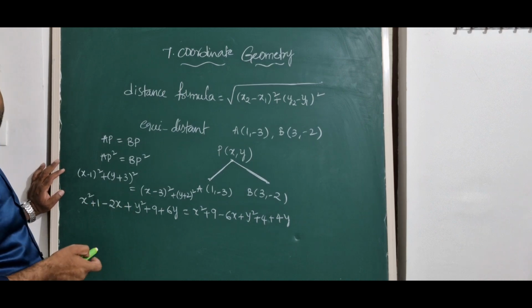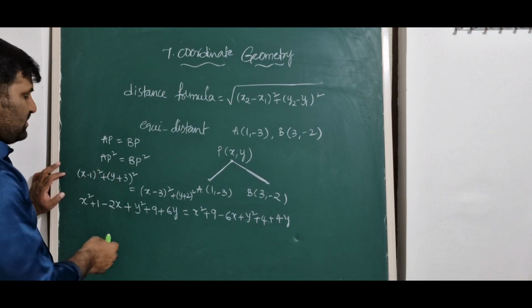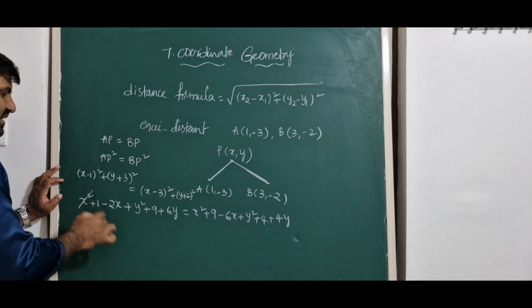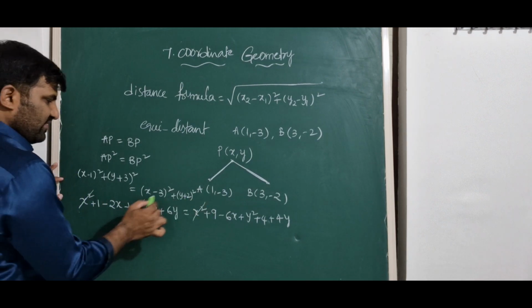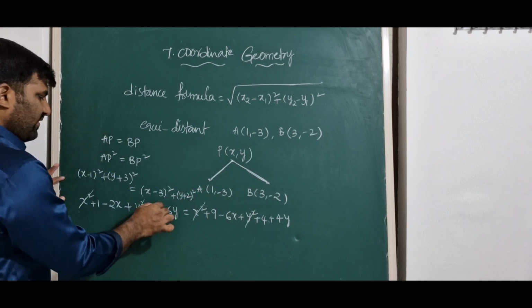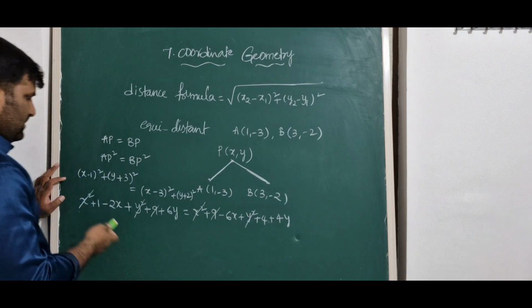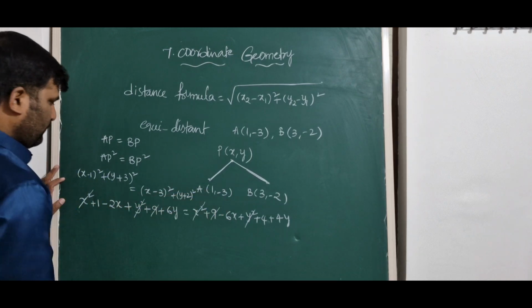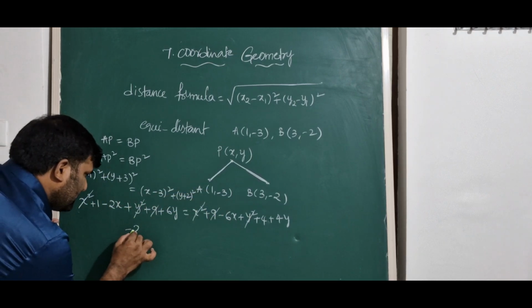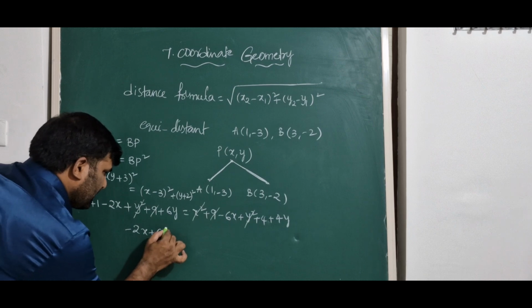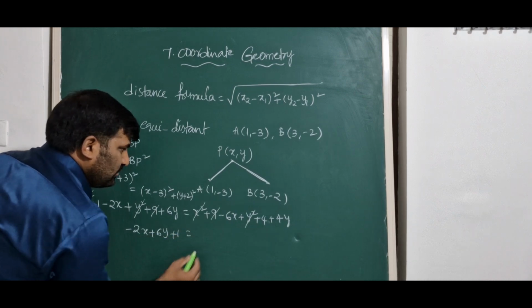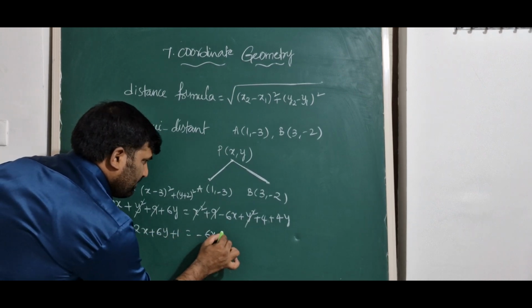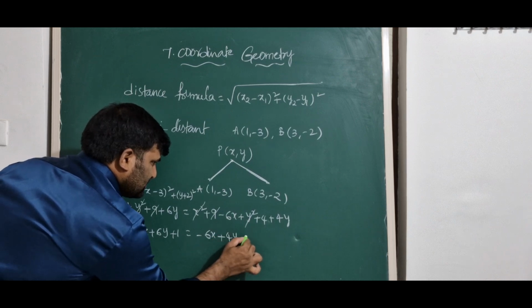So now you will get the relationship between x and y. In every question, the x square, y square terms will be there. Directly you can cancel x square and x square, y square and y square. You can find 9 and 9 on both sides. Next, here we have 1. Now you can take it: minus 2x plus 6y plus 1 is equal to minus 6x plus 4y plus 4.